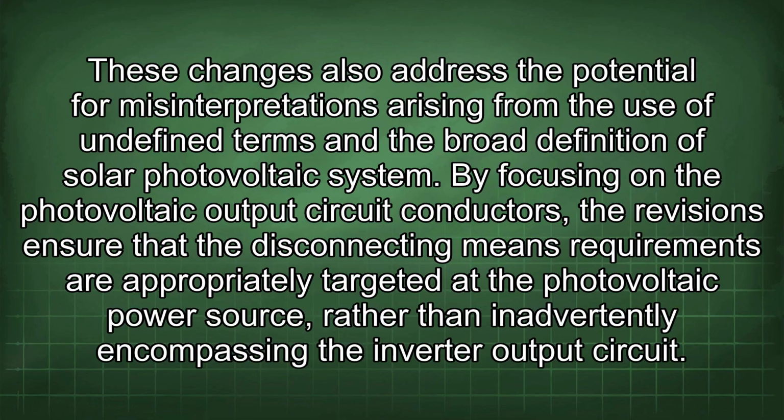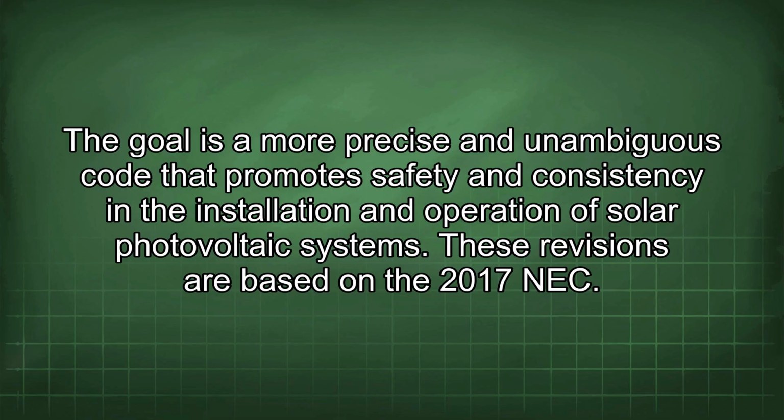These changes also address the potential for misinterpretations arising from the use of undefined terms and the broad definition of solar photovoltaic system. By focusing on the photovoltaic output circuit conductors, the revisions ensure that the disconnecting means requirements are appropriately targeted at the photovoltaic power source, rather than inadvertently encompassing the inverter output circuit. The goal is a more precise and unambiguous code that promotes safety and consistency in the installation and operation of solar photovoltaic systems. These revisions are based on the 2017 NEC.